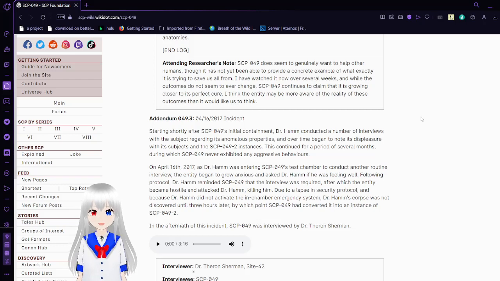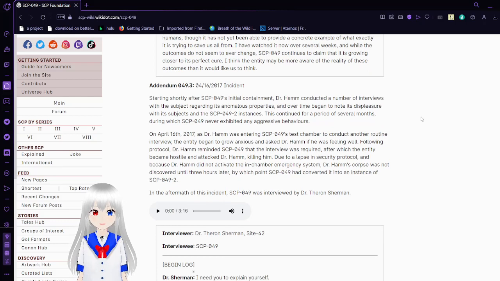On April 16, 2017, as Dr. Ham was entering SCP-49's testing chamber to conduct another routine interview, the entity began to grow anxious and asked Dr. Ham if he was feeling well. Following protocol, Dr. Ham reminded SCP-49 that the interview was required, after which the entity became hostile and attacked Dr. Ham, killing him. Due to a lapse in security protocol and because Dr. Ham did not activate the in-chamber emergency system, Dr. Ham's corpse was not discovered until 3 hours later, by which point SCP-49 had converted it into an instance of SCP-49-2. In the aftermath of this incident, SCP-49 was interviewed by Dr. Aaron Sherman.